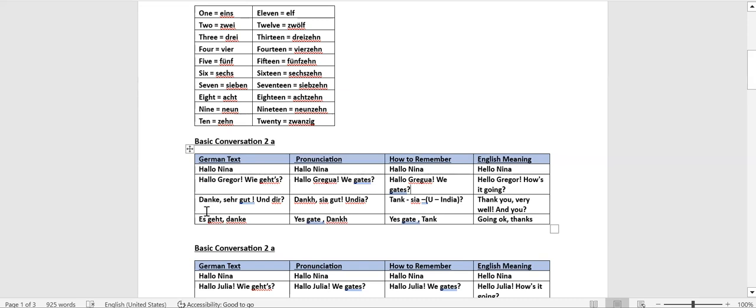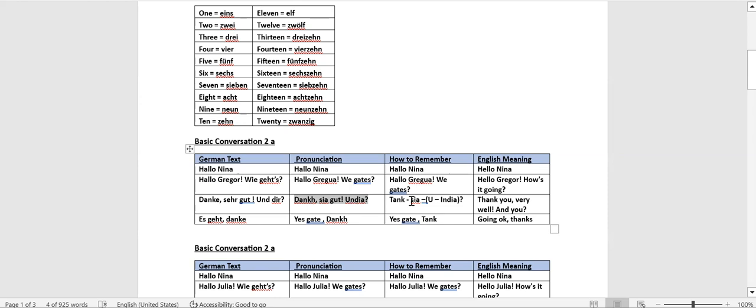Danke. Look at the spelling. Danke sehr gut, und dir. So how do we pronounce this? Danke, sehr gut, und dir. So this is how we pronounce this. What does this mean? Thank you, very well. And you? So that's the meaning.